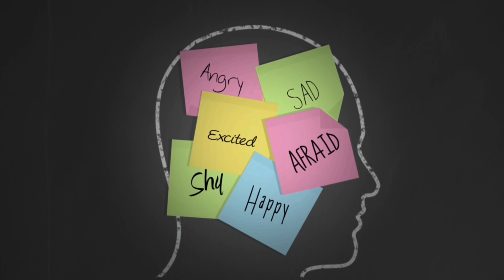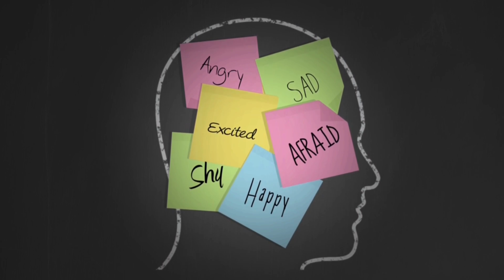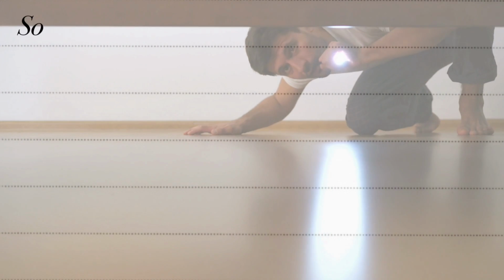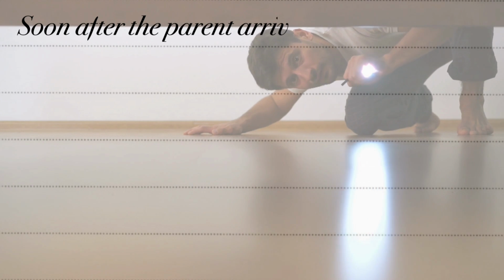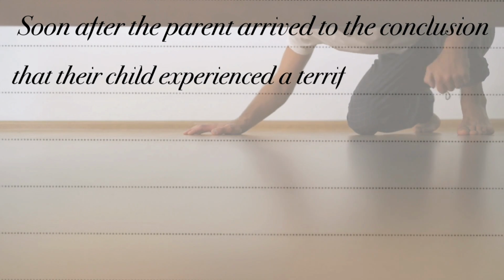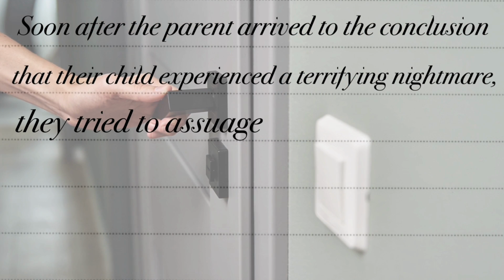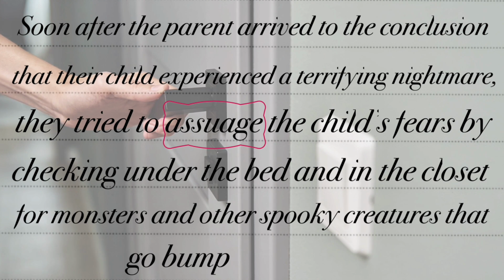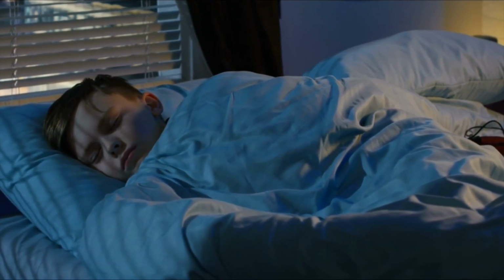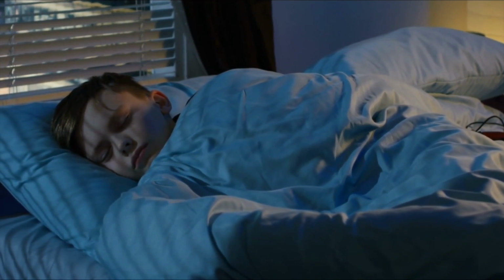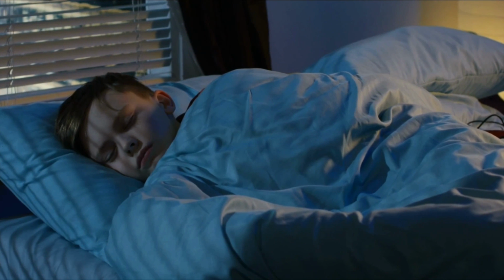Now that we have plenty of context, let's insert our new verb into the scene. Soon after the parent arrived at the conclusion that their child experienced a terrifying nightmare, they tried to assuage the child's fears by checking under the bed and in the closet for monsters and other spooky creatures that go bump in the night. By proving that there was nothing to be afraid of, the child was able to fall back asleep, confident that everything was going to be okay.